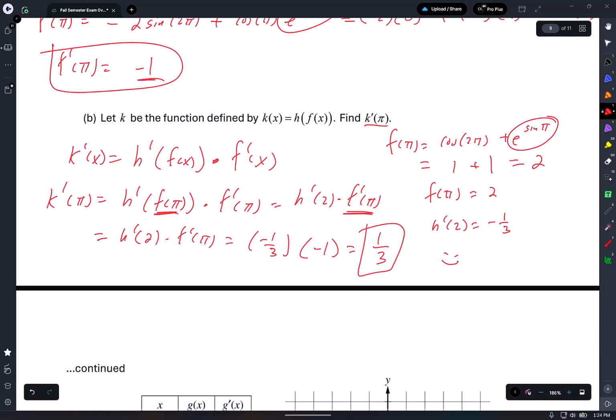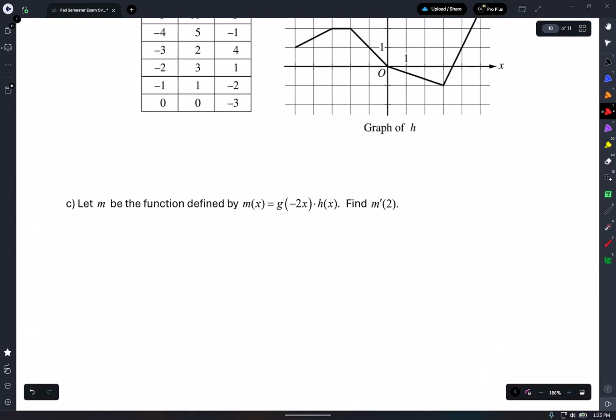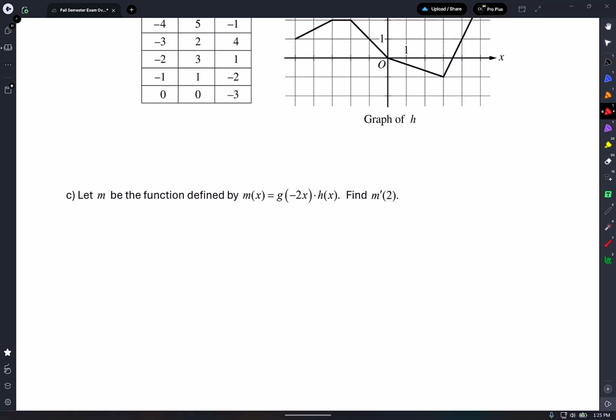Okay, let's go to the next one, guys. It's still the same question. Let m be the function defined by, and here it is, and they want m prime of 2. So I'm going to do product rule, a little bit of chain, not too much though. M prime of x equals first times derivative of the second plus second times derivative of the first, g prime of negative 2x times negative 2. And I know some of you reverse it. You guys have this in the beginning and then this in the end. That's fine. It's not a big deal.